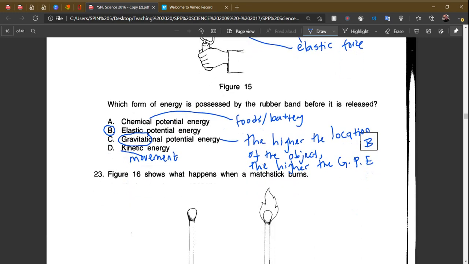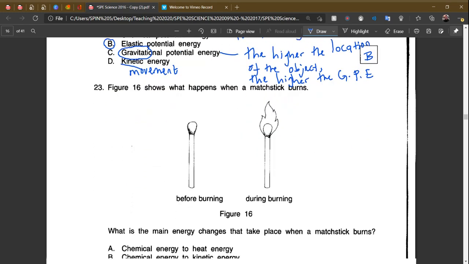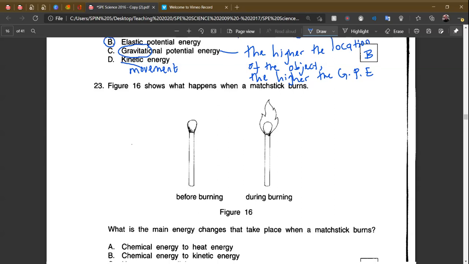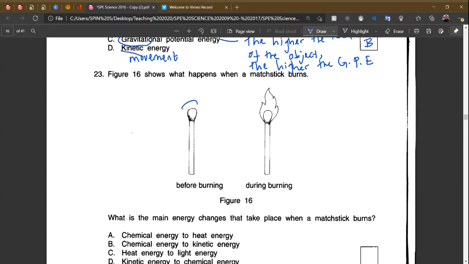Number 23. Figure 16 shows what happened when a matchstick is burned. Before burning, there's nothing. During burning, of course, there's fire. So basically, there's a chemical reaction there. What is the main energy change that takes place when a matchstick is burned? The matchstick has energy that is being stored. So we say it has potential energy.